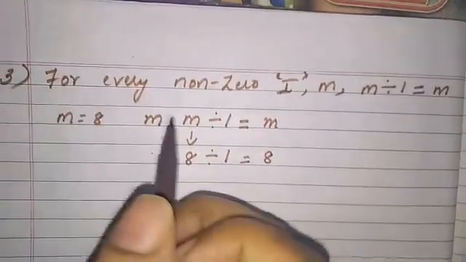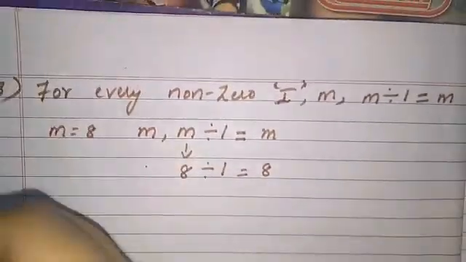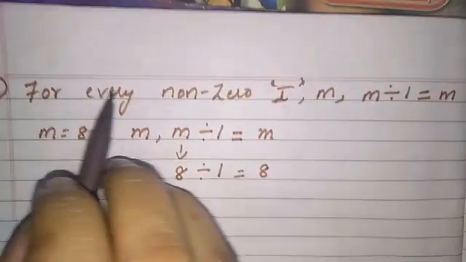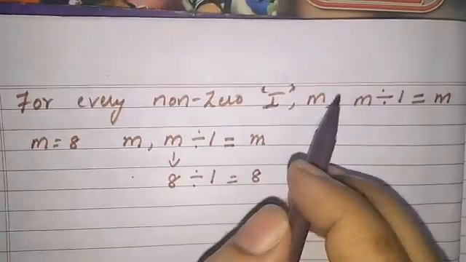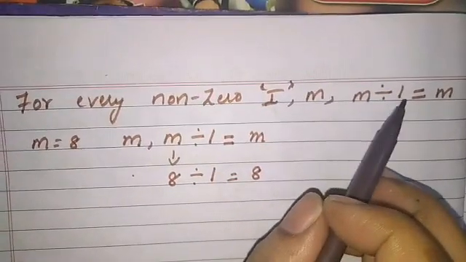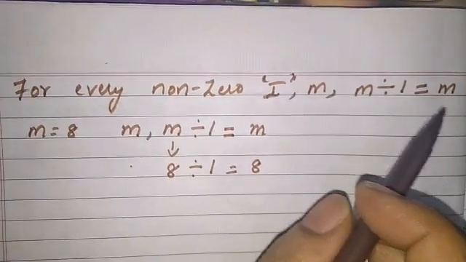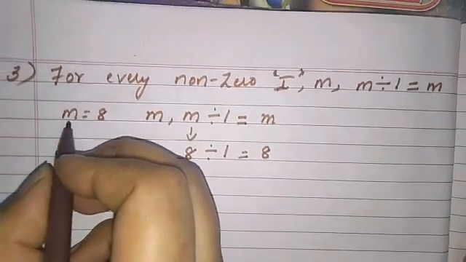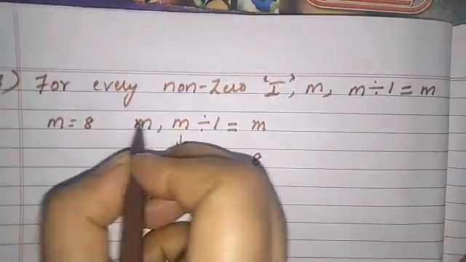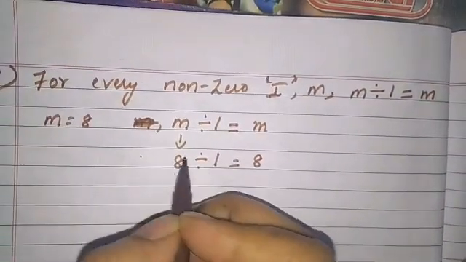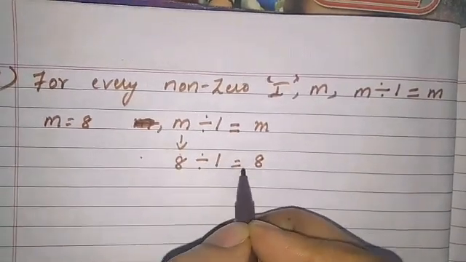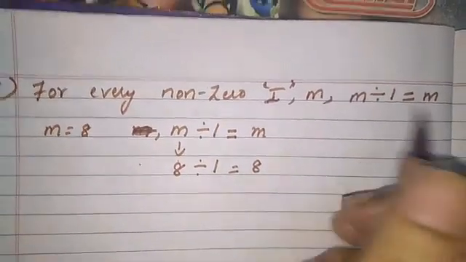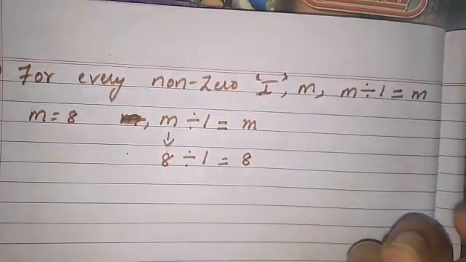Okay, let us now have a look at the third property. The third property says, for every non-zero integer m, m divided by 1 should give me m. So I'm taking the value of m to be 8. So 8 divided by 1 gives me 8. So this property also has proved to be true.